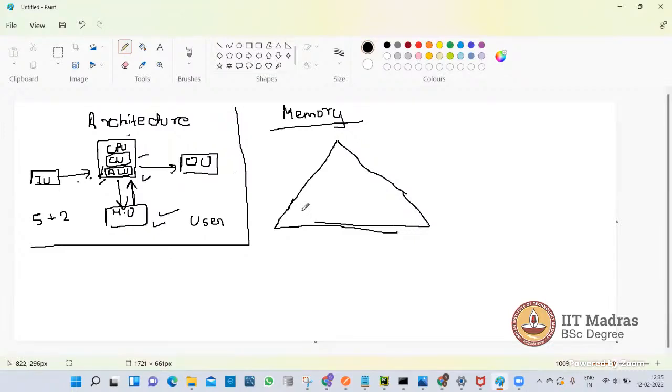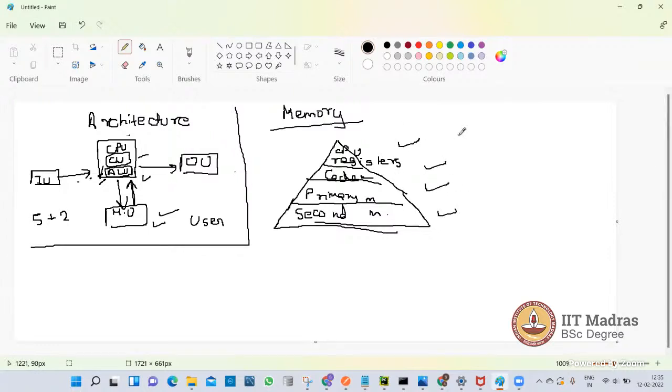So this is a pyramid, and the bottommost layer is the secondary memory. After that, we have the primary memory. After that, we have the cache memory. And at last, we have the CPU registers. Okay, so these are the four storage memory units. All these components are basically used to store data in a way. So: secondary memory, primary memory, cache memory, and CPU registers.